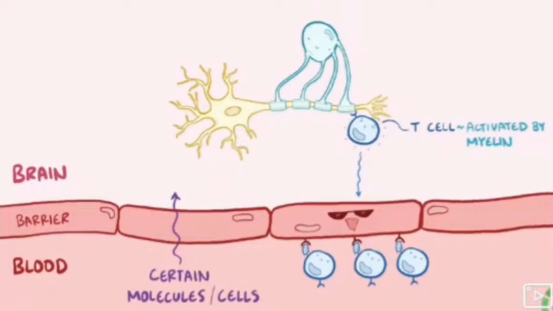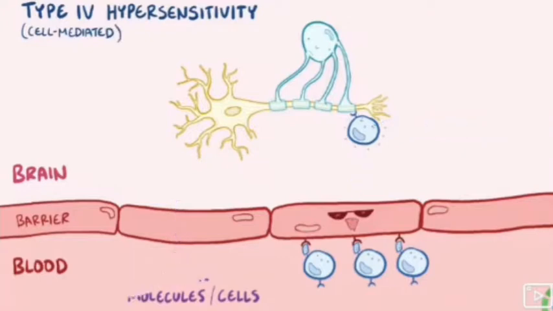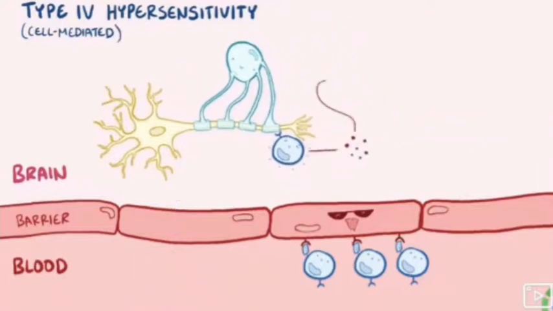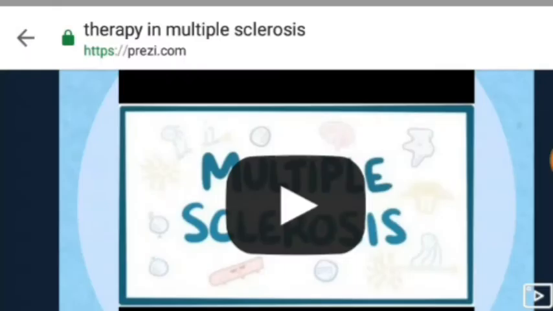Now, multiple sclerosis is a type 4 hypersensitivity reaction, or a cell-mediated hypersensitivity. And this means that those myelin-specific T cells release cytokines like interleukin-1, interleukin-6, tumor necrosis factor alpha, and interferon gamma, which together dilate the blood vessels, which allows more immune cells to get in, as well as directly cause damage to the oligodendrocytes.